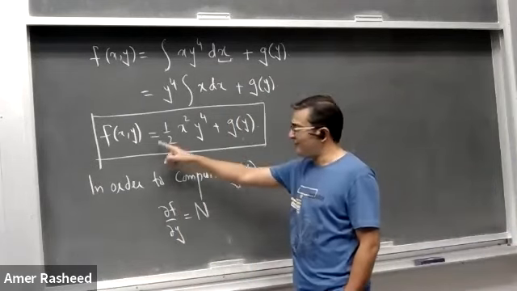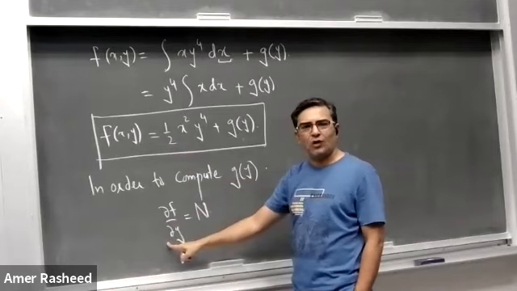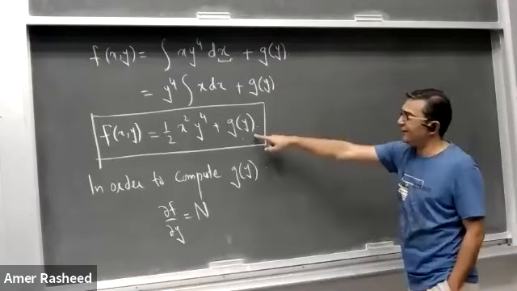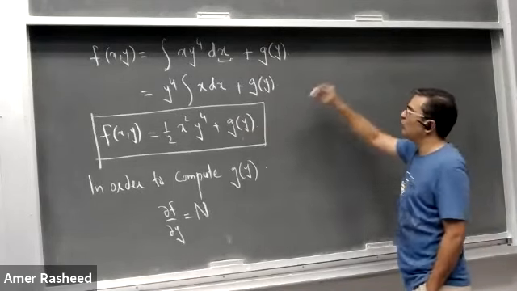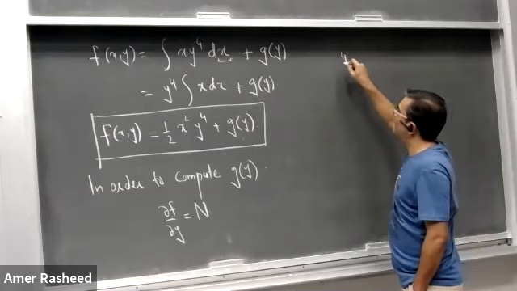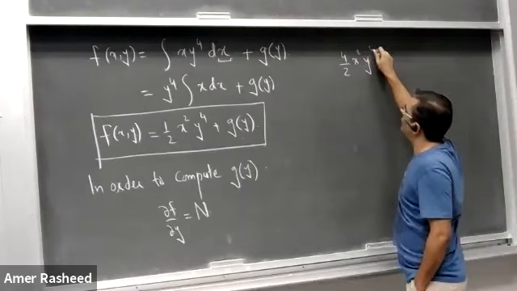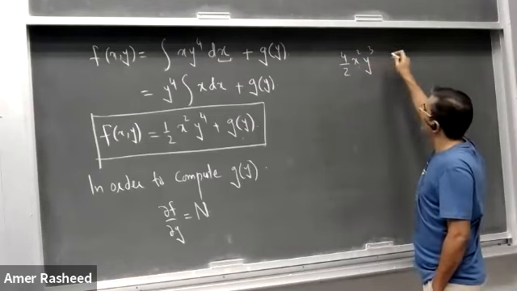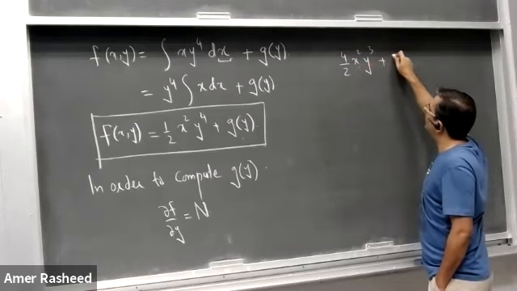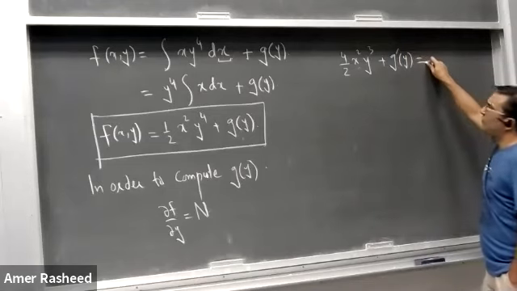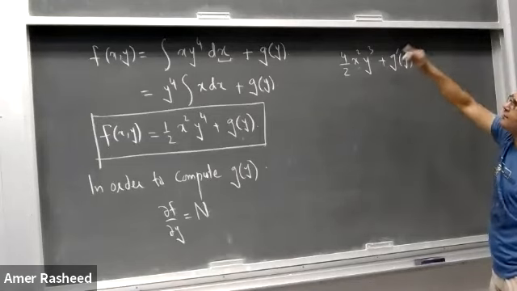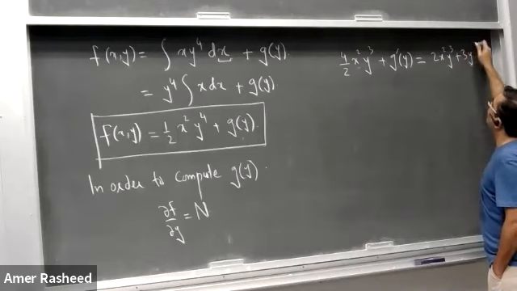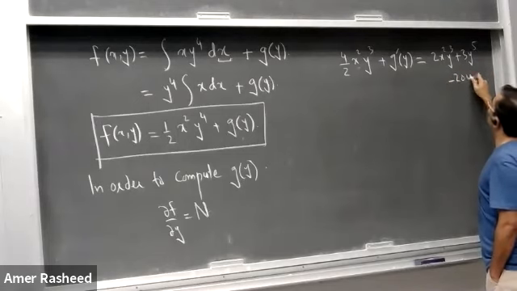Now, as we have f, we can take its partial derivative with respect to y, and then we have N as well. The partial derivative of this thing with respect to y is nothing but 4 divided by 2 x^2 y^3, that is 2x^2y^3, because x will be considered as a constant. And this plus g dash of y should be equal to N. What was our N? It is written over there. It is 2x^2y^3 + 3y^5 - 20y^3.